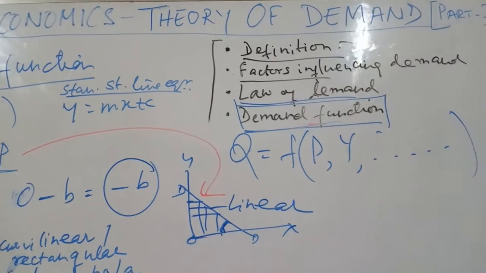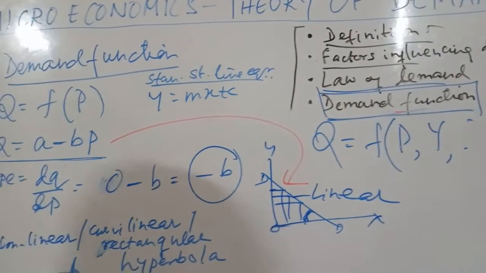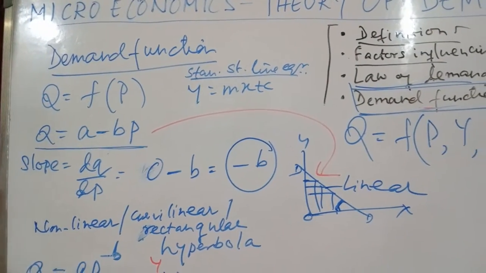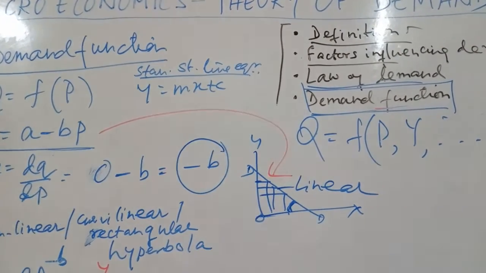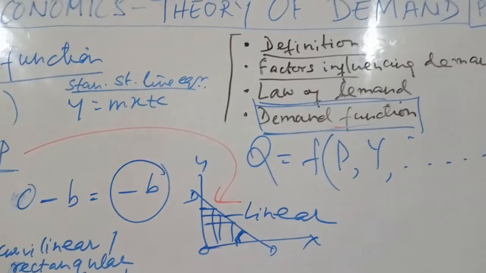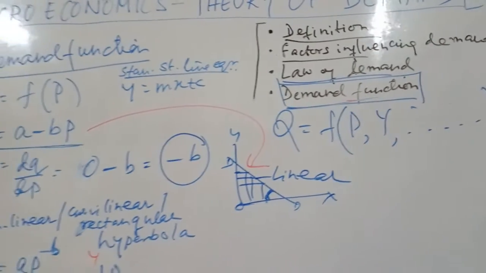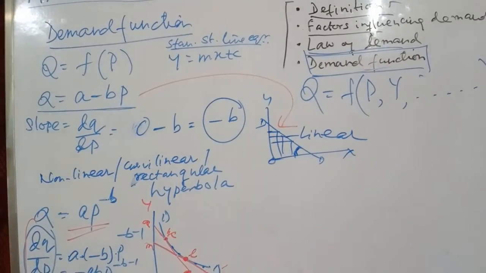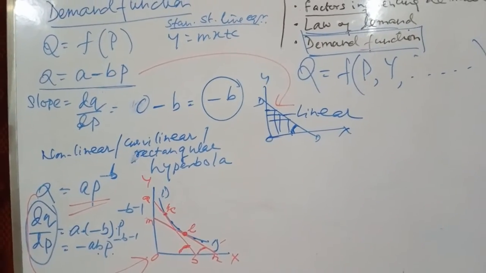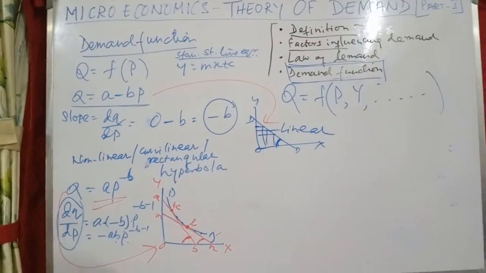So what have we learned? We have learned what is demand. Demand is the desire to have a commodity backed by adequate purchasing power. That means when a person is able as well as willing to purchase a commodity, then the person is said to have demand for that commodity.